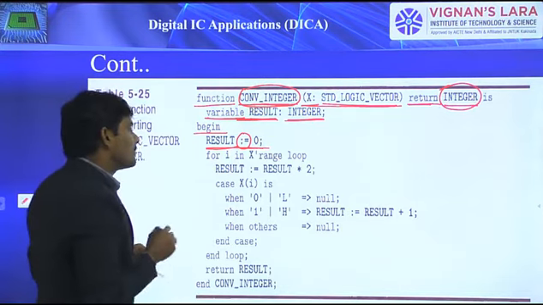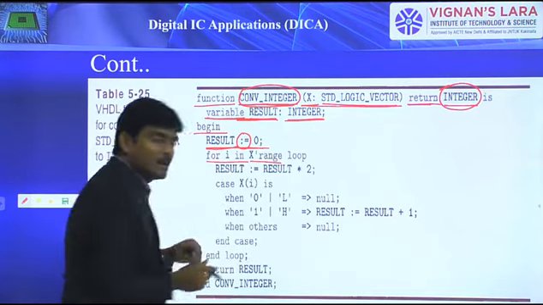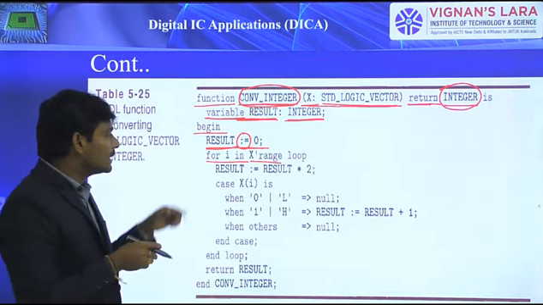Then after that, for loop: here I considered for i in x'range. We can call it tick.